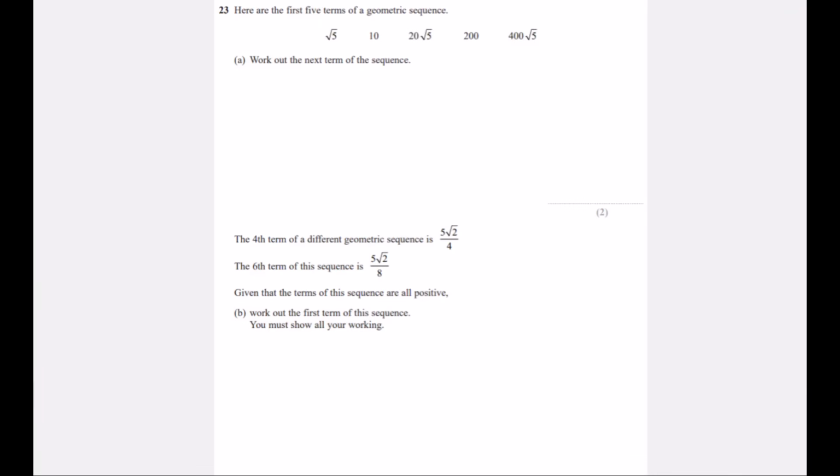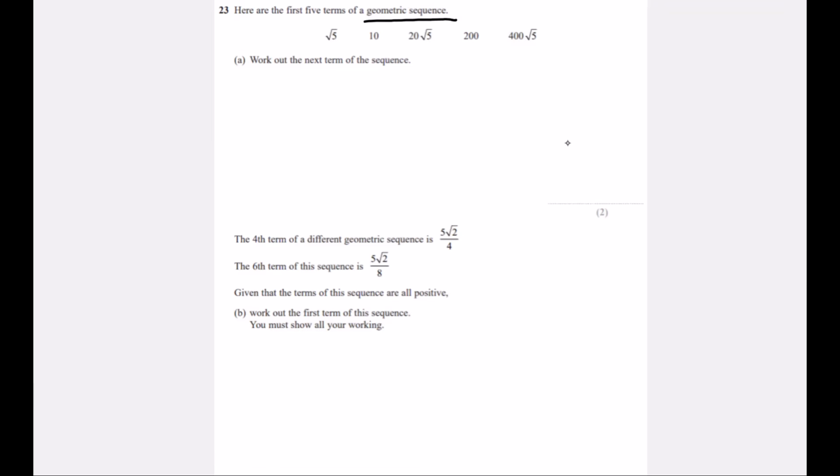Question 23. Here are the first 5 terms of a geometric sequence. So a geometric sequence, it's got a common ratio. You times by the same number every time. So if we had 2, 6, 18, 54, if we times by 3 every time, that'd be a geometric sequence.